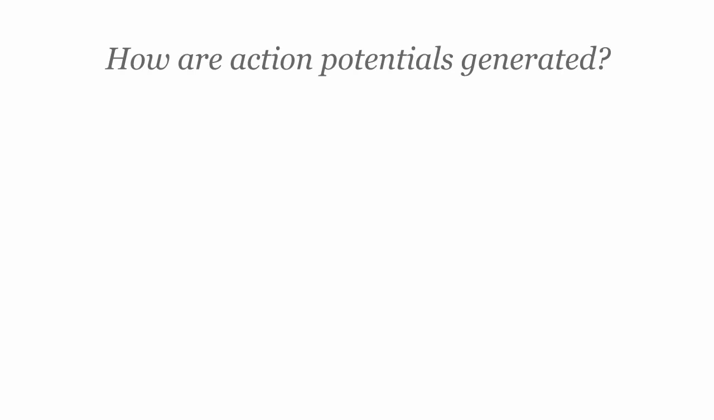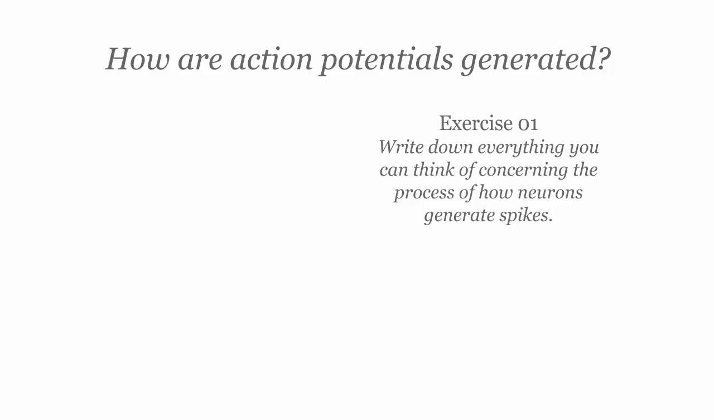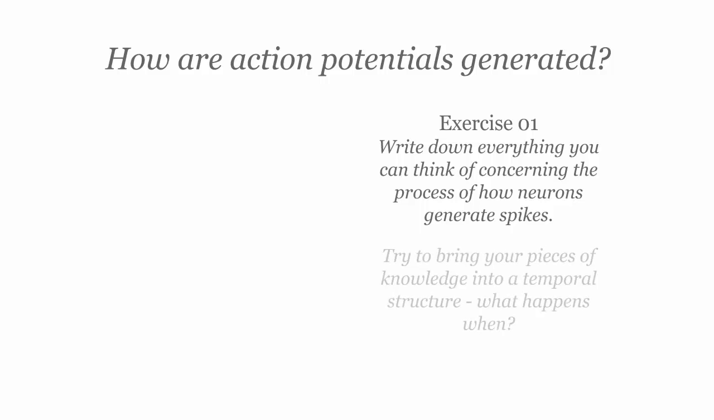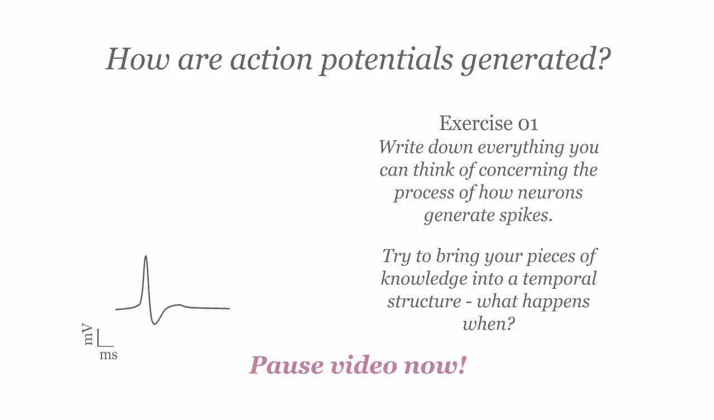Here's your chance to test yourself. Think about how an action potential is generated and write down everything that comes to your mind. After that, structure your thoughts by giving them a temporal order. What happens when? In order to support your thought process, here's a schematic of a spike. By the way, this exercise will be most effective for you if you do not look up anything before approaching it. Notice that you cannot fail this exercise. Okay, pause the video now. Restart it as soon as you're finished or need help.